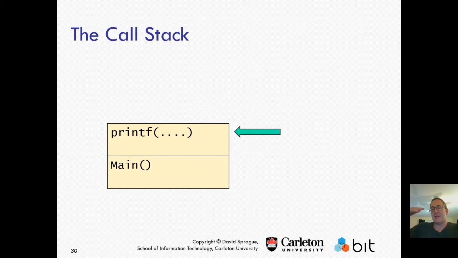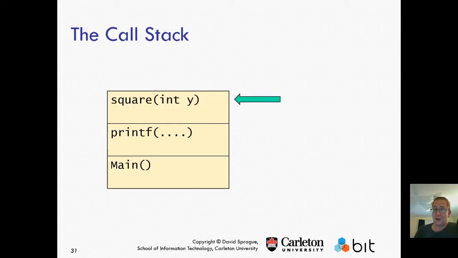Every time I make a function call within a function call, within a function call, I'm going to put something on top of the call stack. I'm going to do a bunch of actions. I'm going to follow all the instructions in that function, and then I'm going to go back. But wait, printf calls another function. So when square, which is in printf, gets called, what happens?